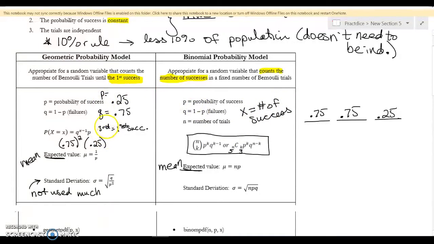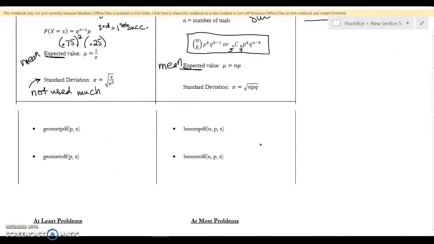Again, geometric counts when you'll have your first success. Binomial counts the number of successes. So these are the two calculator things. We're going to write it down, and then we're going to look at the calculator. Fourth roll is a 5. So if I did that one by hand, I'll do it right here.